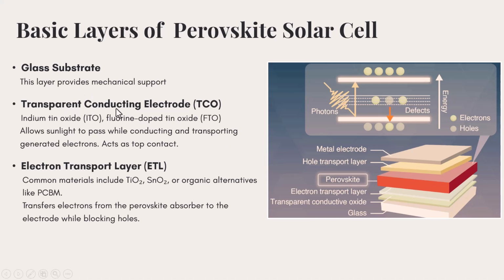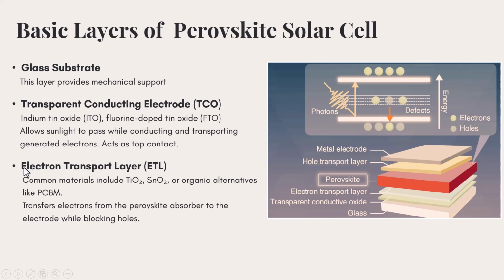We have the transparent conducting layer, or transparent conducting electrode. This is the transparent conducting oxide. It is made of indium tin oxide, ITO, or fluorine doped tin oxide. Its function is to allow light to pass through from the glass to the perovskite layer, and it also conducts or transports the generated electrons to the external circuit.